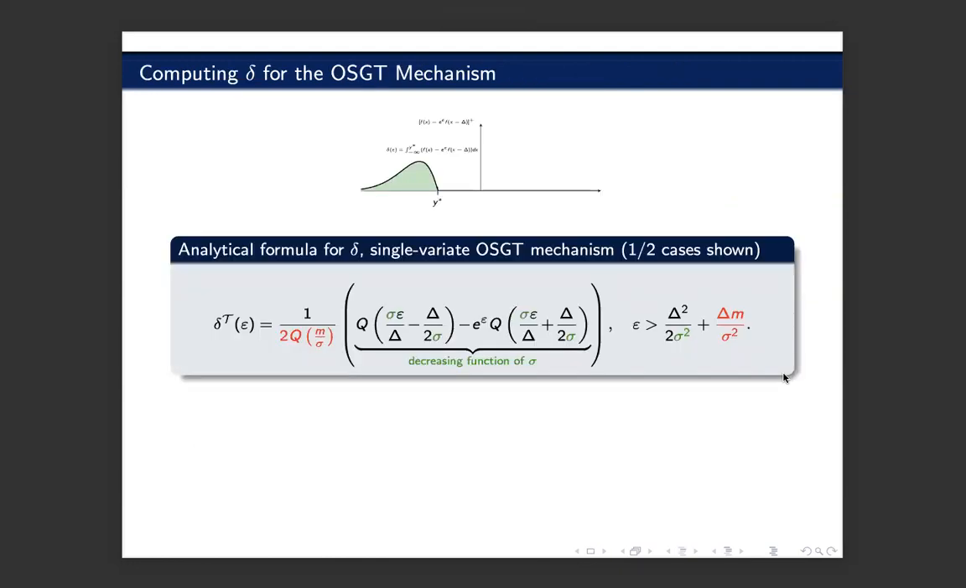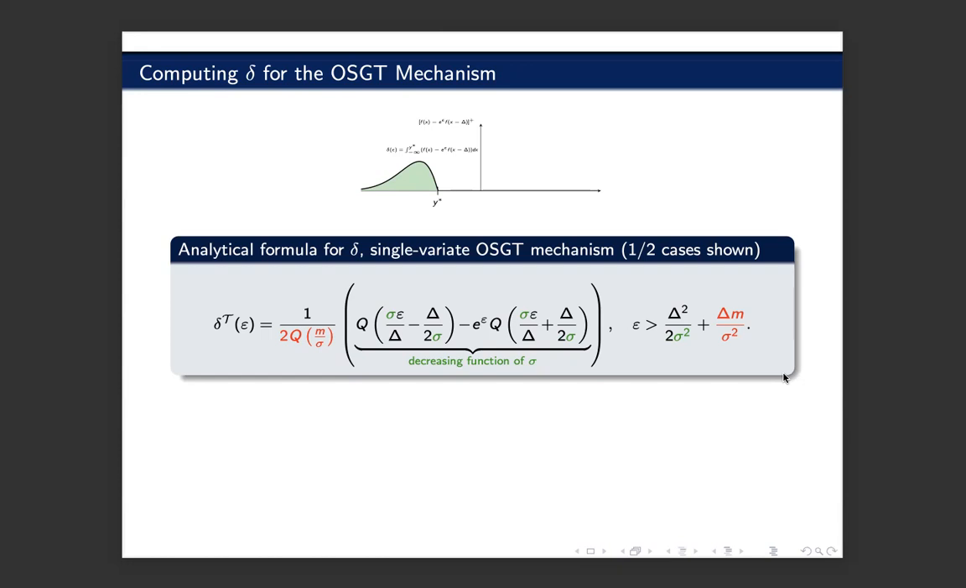I didn't show you the formula for it, but we have a closed-form solution for the delta. The closed-form solution has the difference of two Q functions. I only show you one of the cases, and it has a scale. This scaling factor turns up in the final result, and it can be shown that this is a decreasing function of sigma. Again, remember that sigma is the input parameter to the distribution. It is not the actual variance.